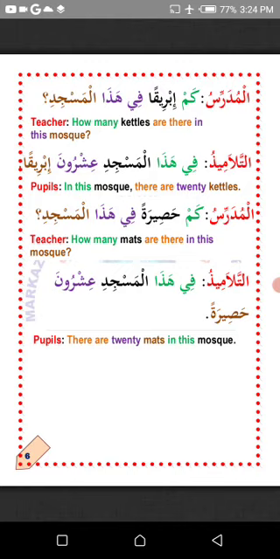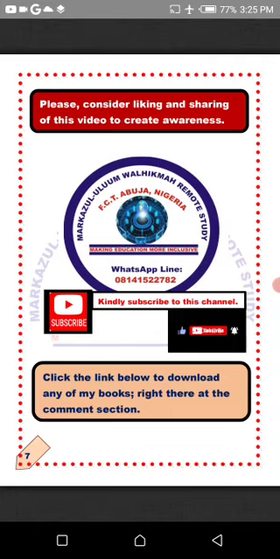So المدرس, the teacher. كم حصيرة في هذا المسجد؟ How many mats are there in this mosque? Now the answer, التلاميذ, the pupils are responding. في هذا المسجد 20 حصيرة. There are 20 mats in this mosque. لعلك فهمت? I hope you understand. ما شاء الله.